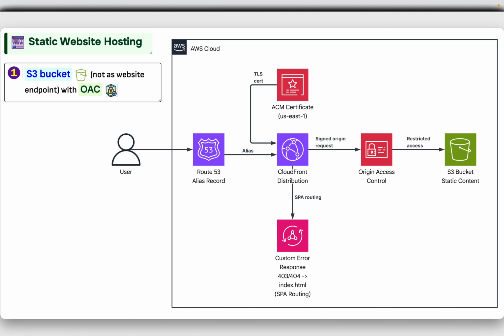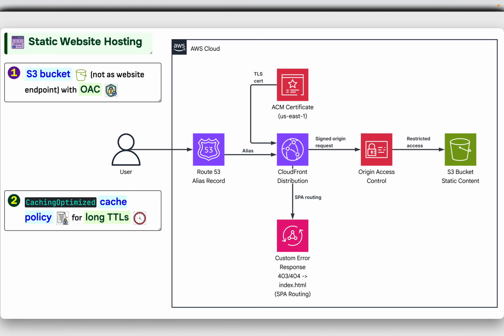So first we have S3 bucket. Use the S3 bucket as the origin, not as a website endpoint, with origin access control for security. Cache optimized cache policy. Use this cache policy for long time to live to maximize caching performance. Redirect HTTP to HTTPS. Configure the distribution to redirect HTTP requests to HTTPS for security.